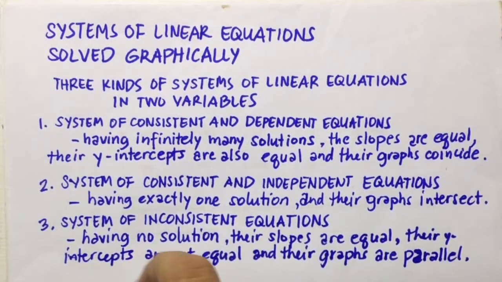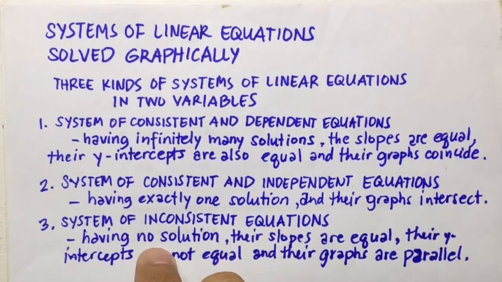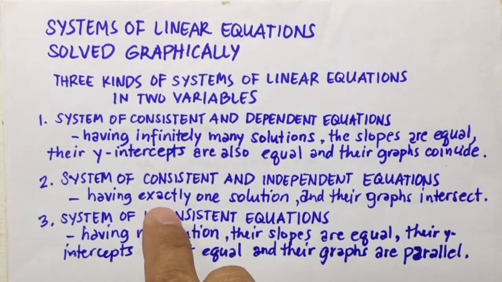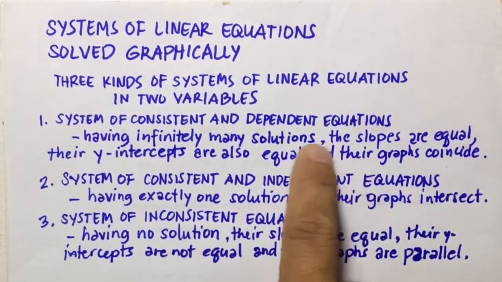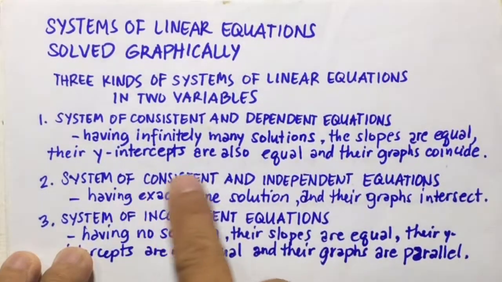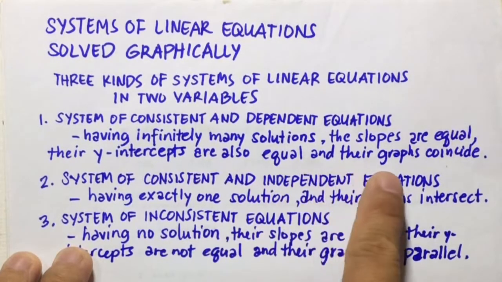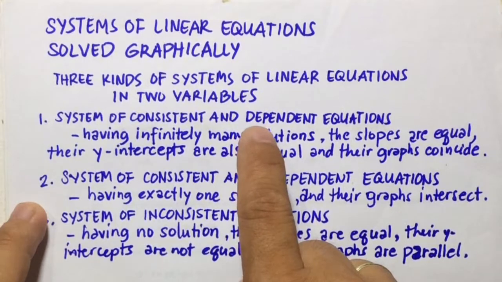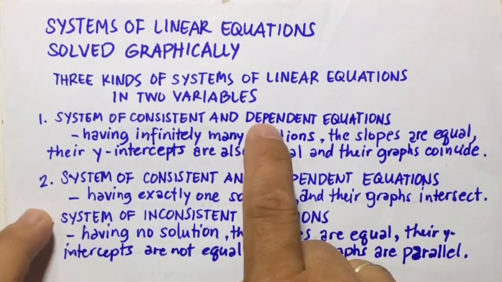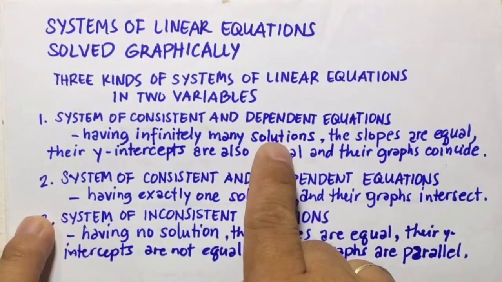For number one, we have the system of consistent and dependent equations. This system has infinitely many solutions. The slopes are equal, their y-intercepts are also equal, and their graphs coincide, meaning this set of equations are equal or the same equation.